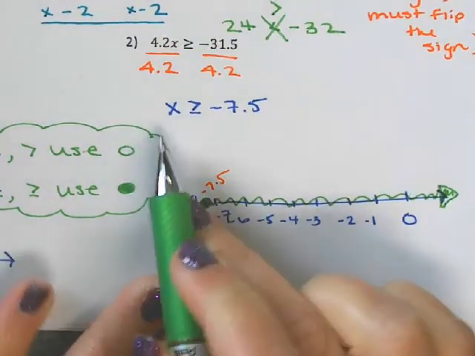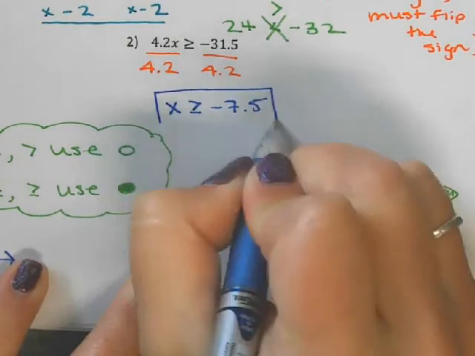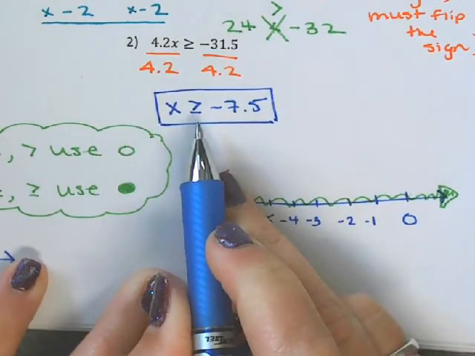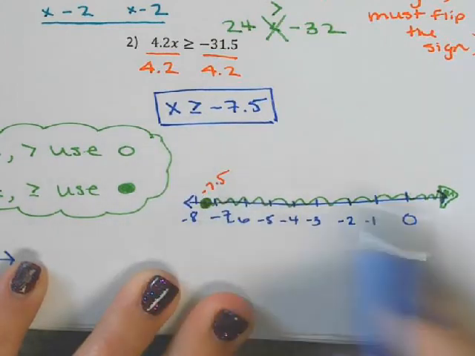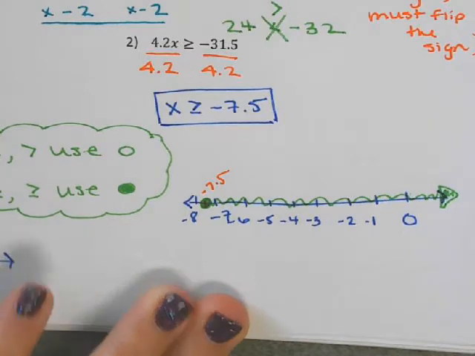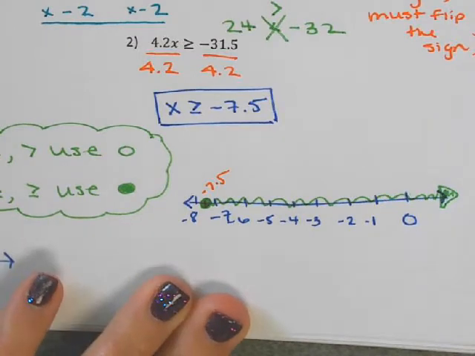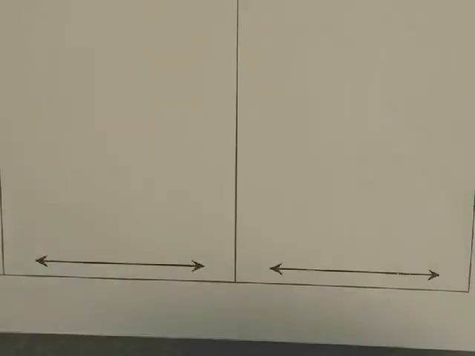Now remember how I said I like my variables to be on the left side? I do that because the sign actually shows you which way to shade. See how it's pointing to the right? Then I know I'm shading to the right. So that's why I put my variable on the left side. Okay. Flip it over.